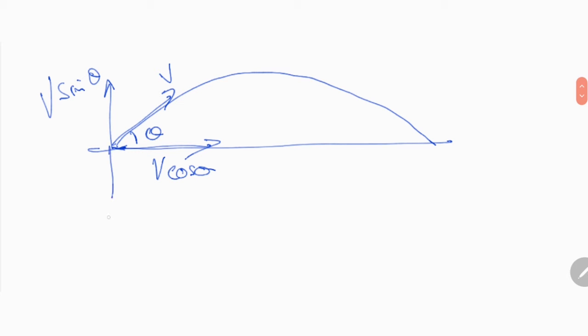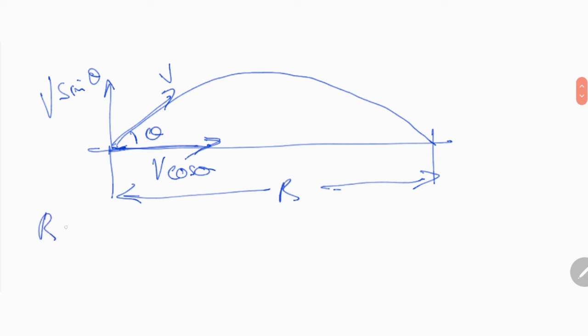Now let's say the first task is to find out the range. So if I toss a ball, or if there is a projectile which is projected at an angle theta degrees, what will be the range that the ball or the object will cover? So if we have to find this out, what will we do?